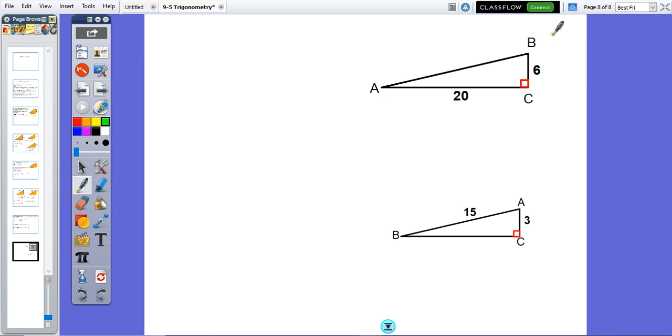So here's two examples. We're going to go ahead and look for A here. This will be my theta up here. And we're going to look for B right here. This will be my theta down here. So on this top one, go ahead and pause and set it up. But hopefully you saw, all right, this would be my opposite. This would be my adjacent. So I'm going to be using tangent. So I'm going to do tangent of theta equals opposite 6 over adjacent 20.